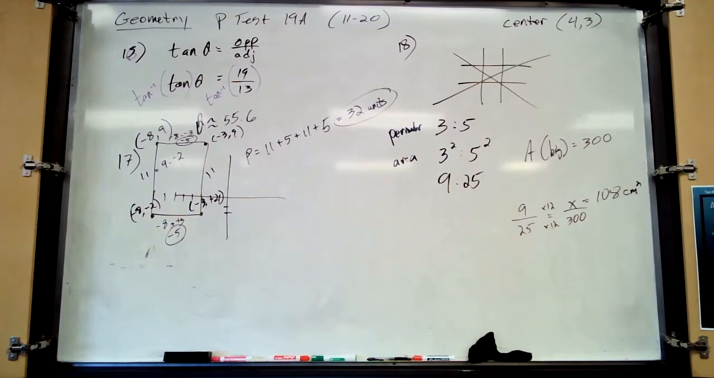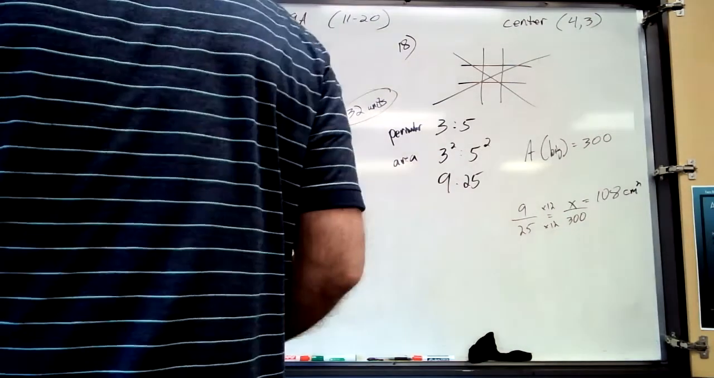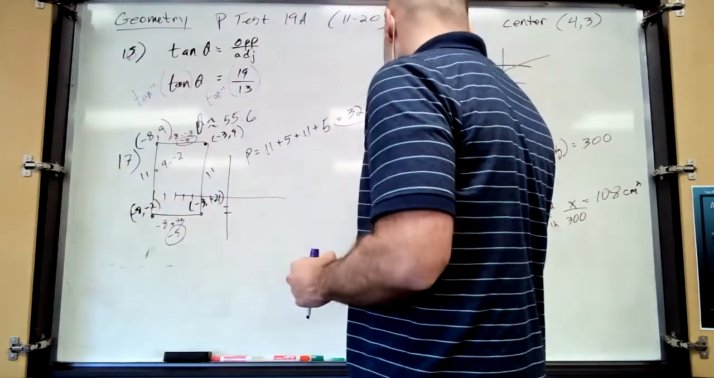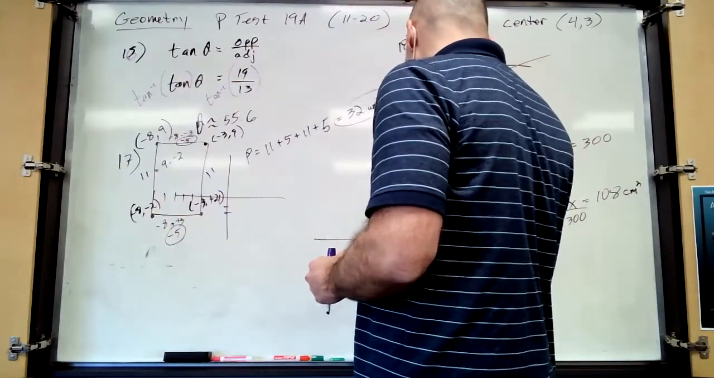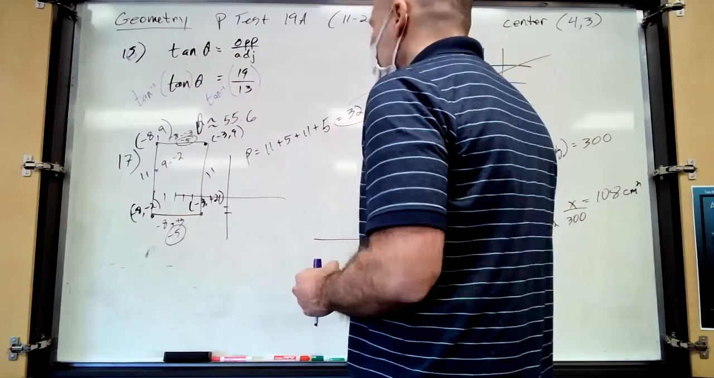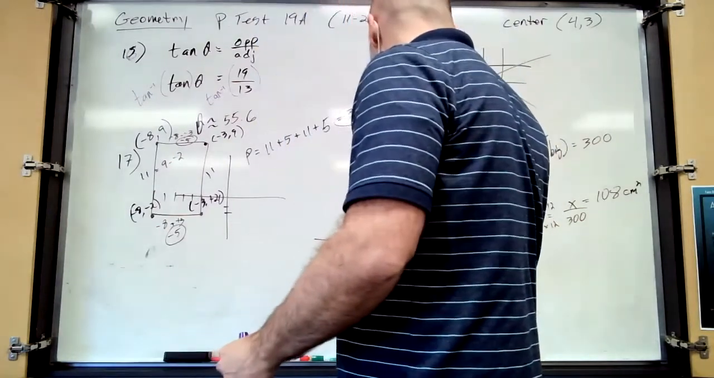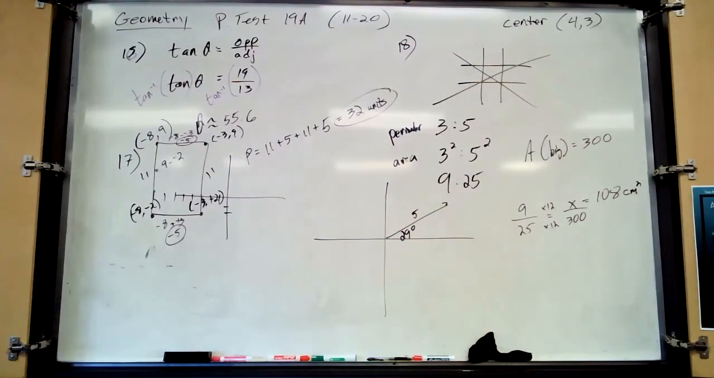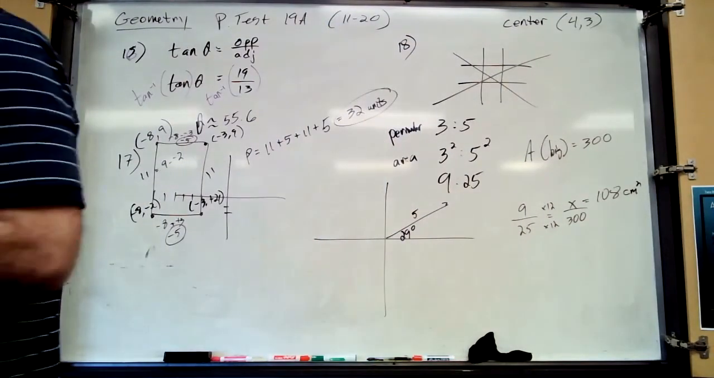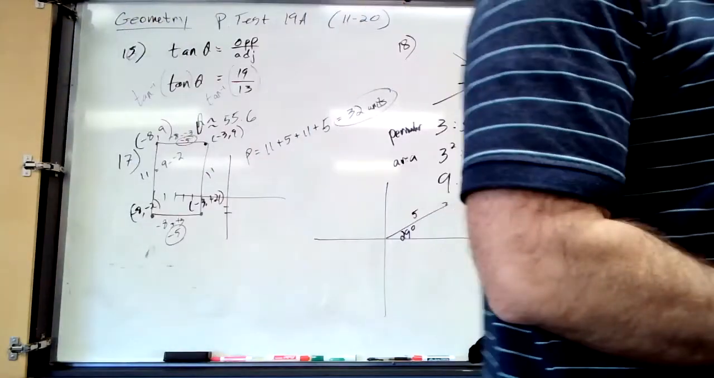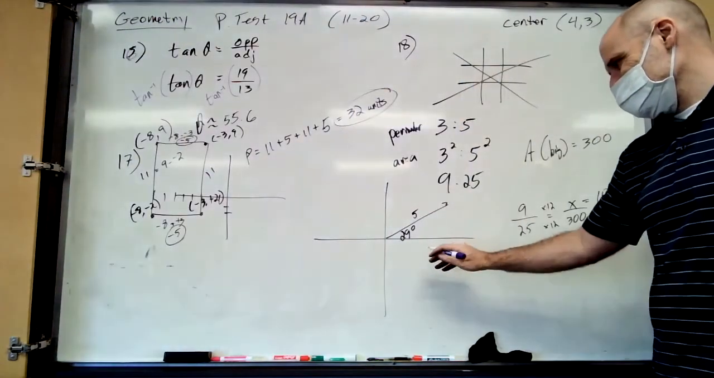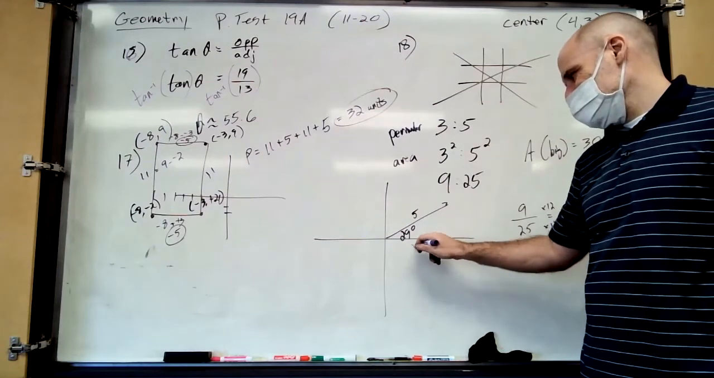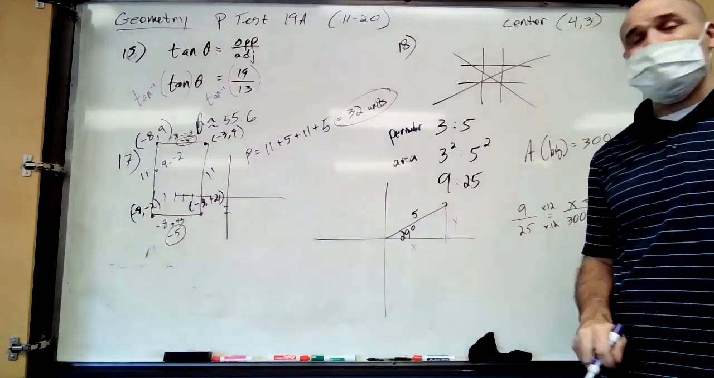Vector v makes a 29-degree angle with the horizontal and has a magnitude of 5. So it looks like this. 29 degrees is about there, and it has a magnitude of 5. Do you see that visual there? Decompose the vector. What does that mean? Well, that means figure out what the x is and figure out what the y is.